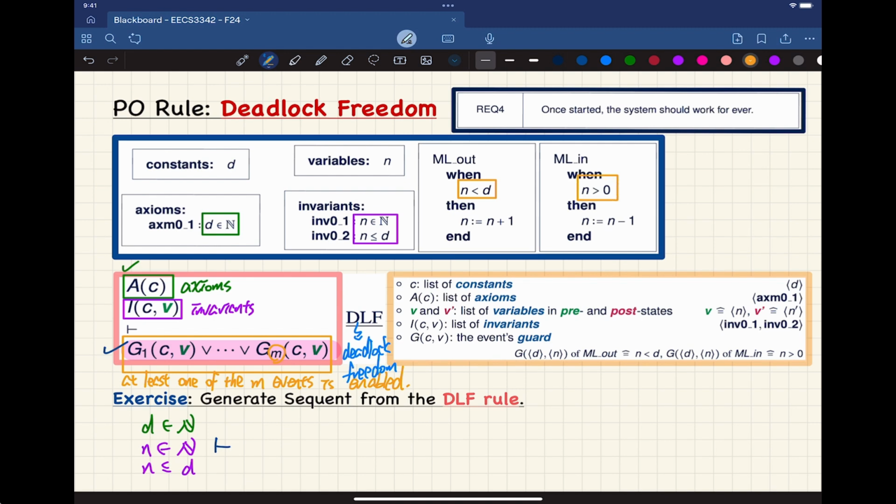So here for the ML out, ML in, I'm assuming that I have already fixed the model based on the invariant preservation feedback, right? Now, all I got to do is I can now put n less than d or n larger than 0. And this one over here is the guard of ML out. And this one here is the guard of ML in.